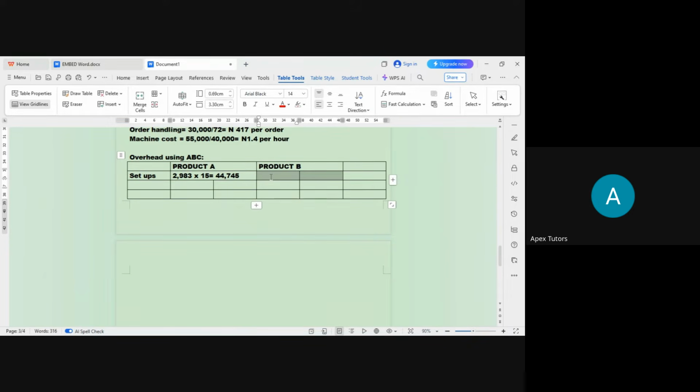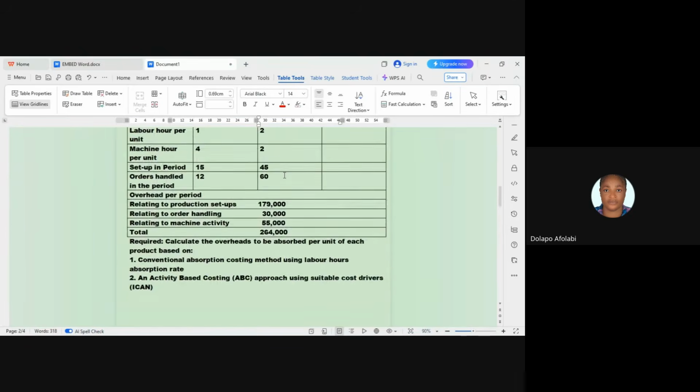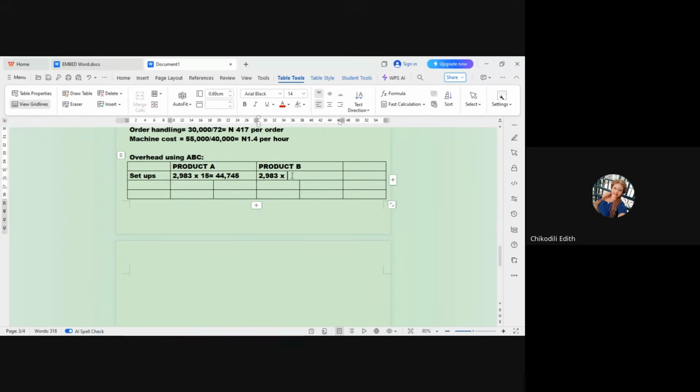For B, the setup will be what? It will still be 2,983 multiplied by what? How many setups do we have for product B? 45. So 45. The result will be what? The value will be what?